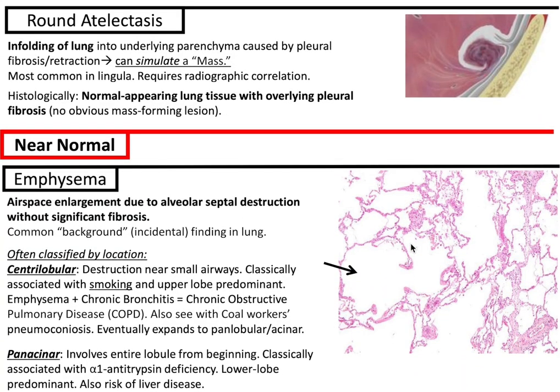Round atelectasis. This is the infolding of lung into underlying parenchyma caused by pleural fibrosis or retraction and can simulate a mass. It's most common in the lingula and requires radiographic correlation. Histologically, you'll have normal appearing lung tissue with overlying pleural fibrosis with no obvious mass-forming lesion.